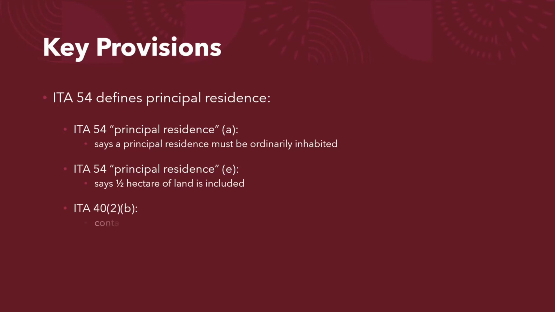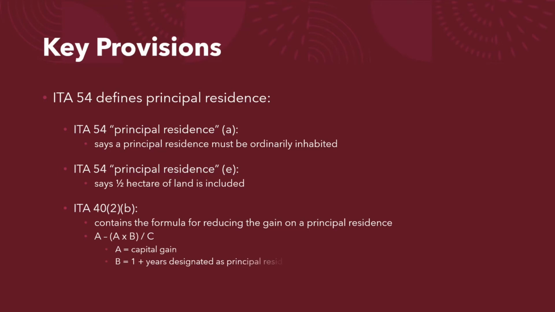This provision contains the formula for reducing the gain on a principal residence. The formula is A minus A times B divided by C, where A is equal to the capital gain, B is 1 plus the years designated as the principal residence for the property in question, and C is the number of years the property is owned. If you look in the Income Tax Act, you'll also see a minus D, but that is outside of the scope of ours and pretty much any intro tax course.